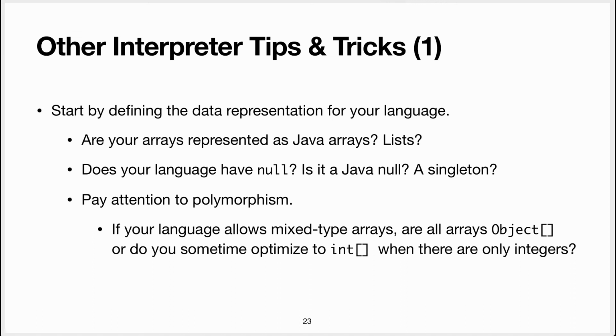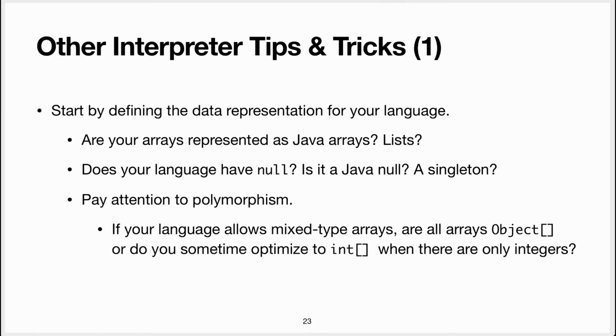One thing you should pay particular attention to is polymorphism. Polymorphism is whenever you have a variable or a value that can have multiple types, or rather a variable that can have values of multiple types in it, for instance. So just to give you one example of that, if your language allows arrays that can contain values of multiple types, are you always going to type arrays as array of Java objects? Or do you sometimes optimize it to say an array of int when your array only contains integers? That's probably a bad idea, unless your arrays are immutable.